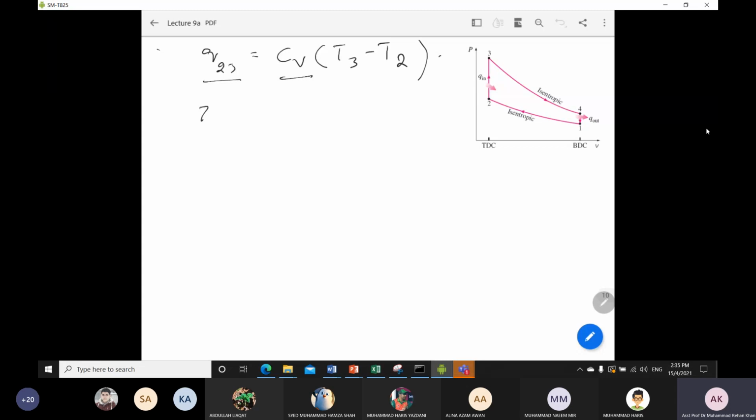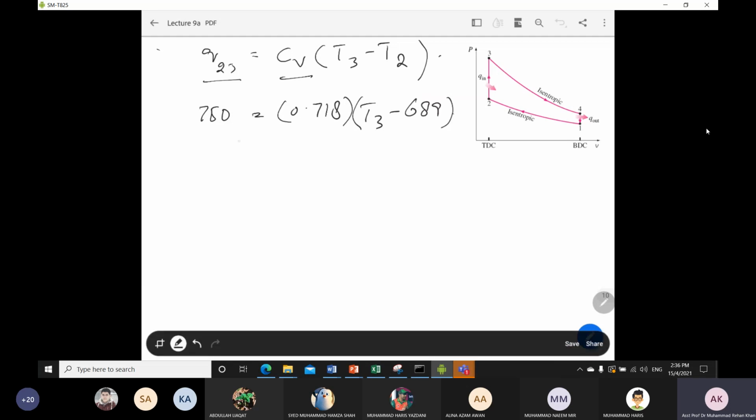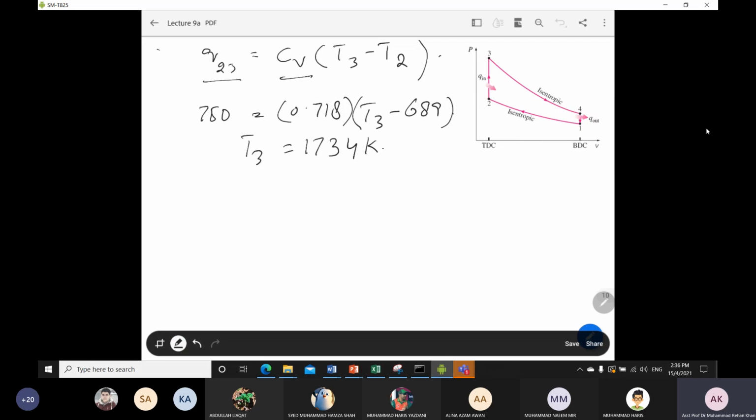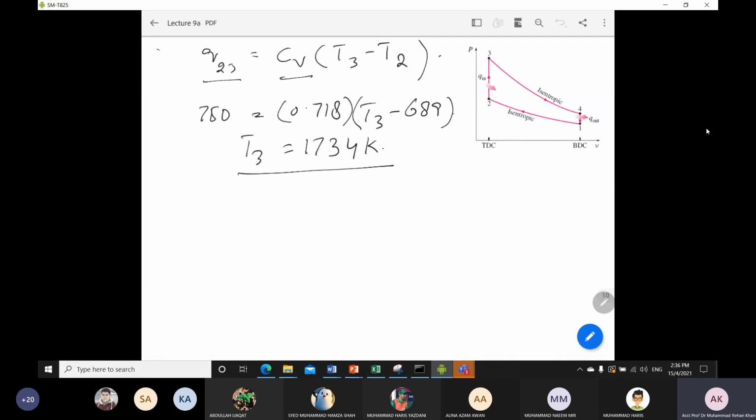Now, this is mentioned in your question: Q in is equal to 750. The Cv value you can easily find from table A2, 0.718. So T3 you have to find out, and T2 you already found in the previous state. From here you can easily find T3, which is your maximum temperature, at the end of your heat addition process, which is the required thing for your part A.